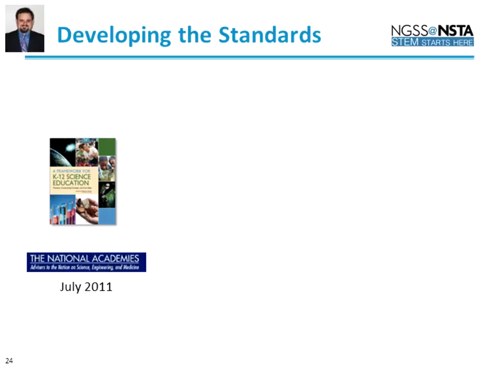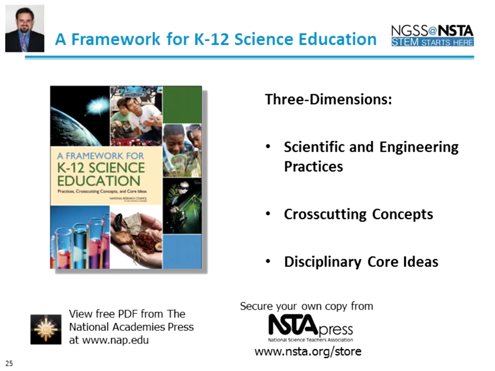So let's think first about the framework. As I said, the Academy finished it off in 2011. And if you're familiar with the framework, you know there are 3 big pieces here. There's science and engineering practices, cross-cutting concepts, and disciplinary core ideas. These 3 dimensions that the framework describes and how they all play a role in science education.